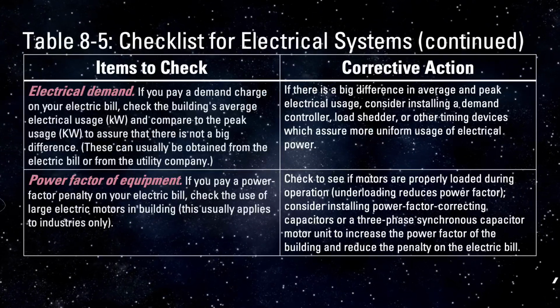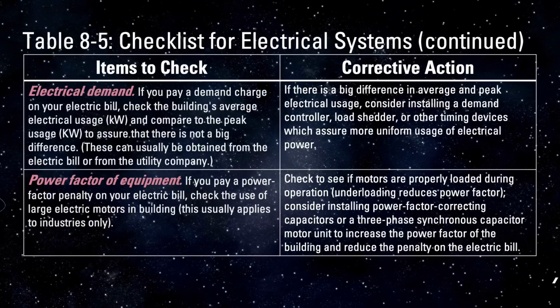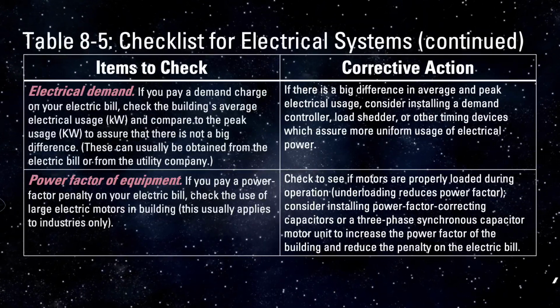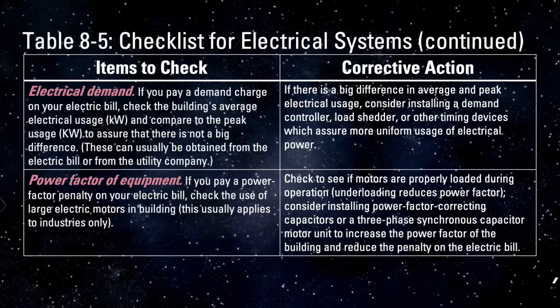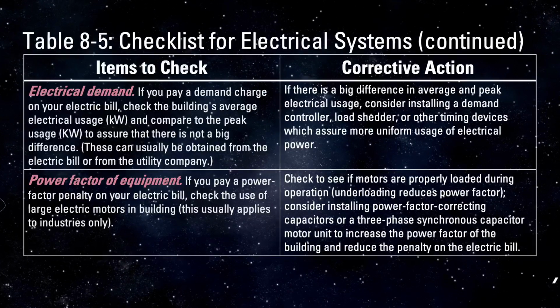This is the third and final part of the energy conservation checklist for electrical systems. We can start by checking the following items and then applying the appropriate corrective action for each item.